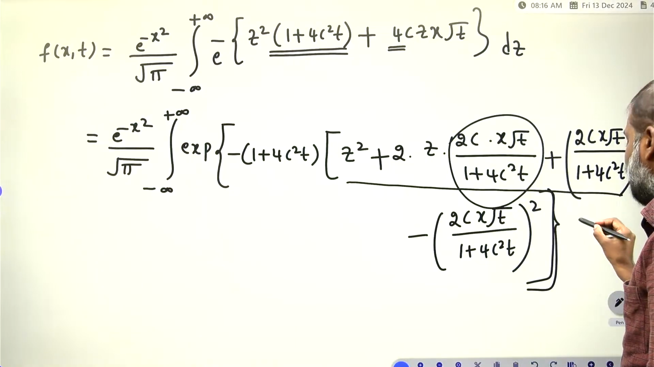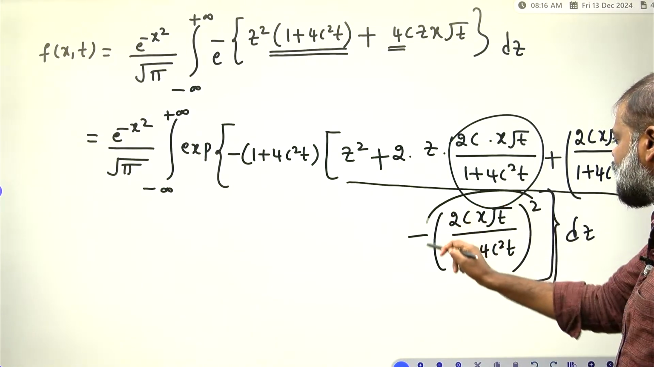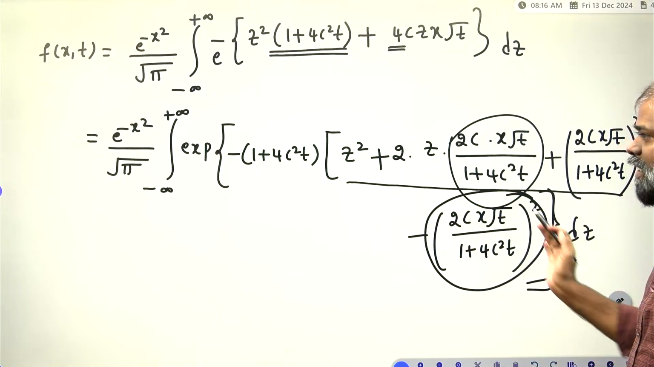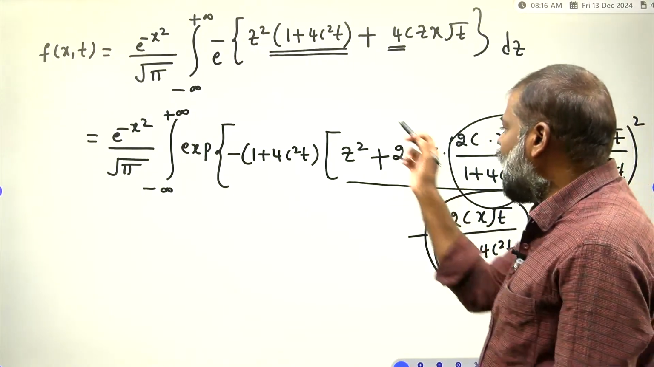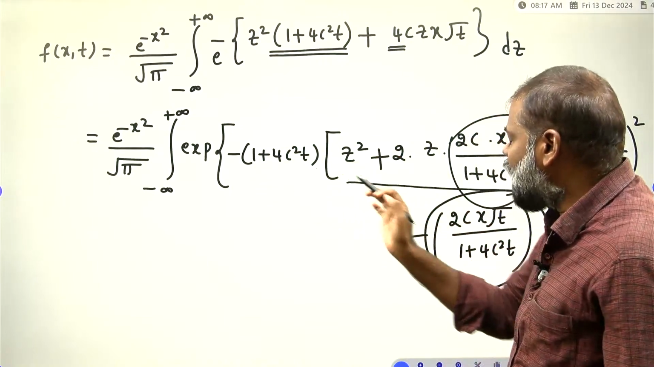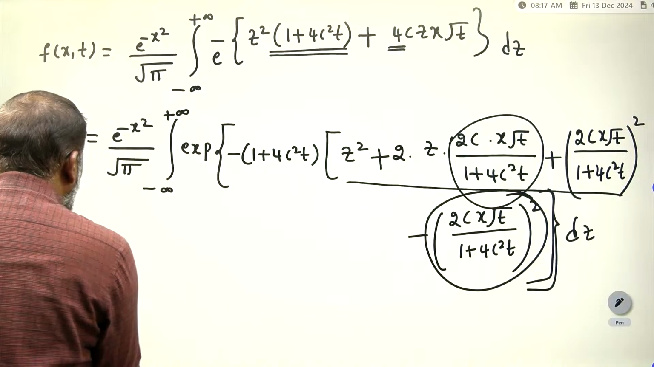Which is your variable? dz is the variable. Here is any z parameter there? There is no z parameter. That's why you have to take it outside. E to the power of minus into minus plus will come. That's why you have to bring it outside.